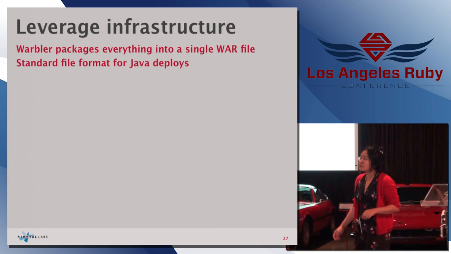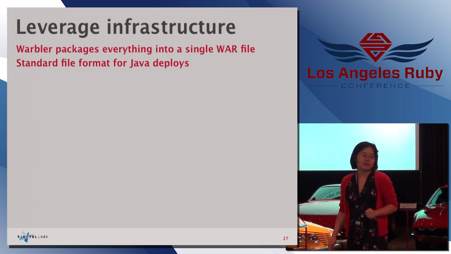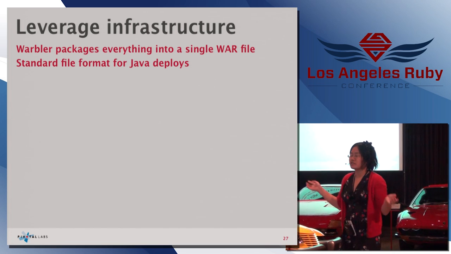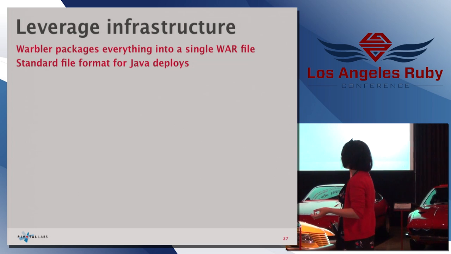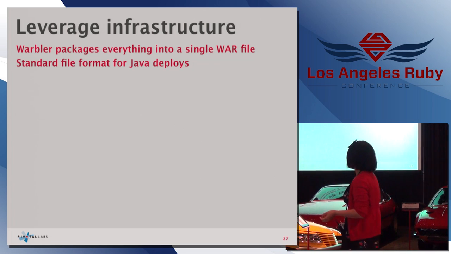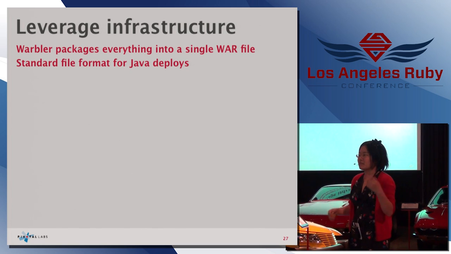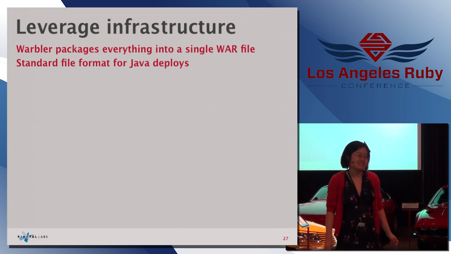So the primary tool for this is called Warbler. Warbler is a Ruby gem which provides a number of rake tasks, yay rake, that help you compile your app into a single binary war file. And this is a standard Java deploy file format. So if you have a sysadmin who has been deploying war files before, then you can just give them this war file, and they wouldn't even have to know that it was a Ruby project, unless you told them, of course.